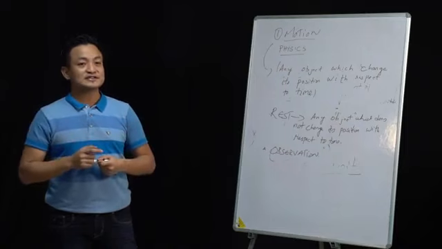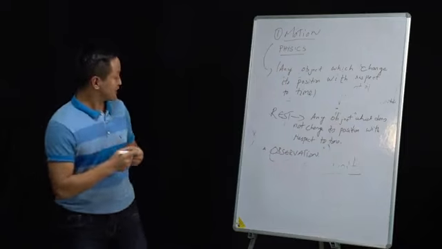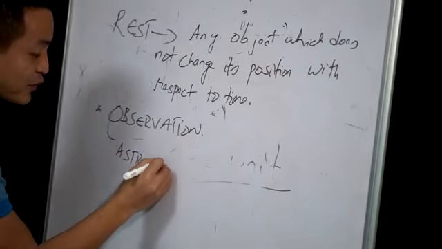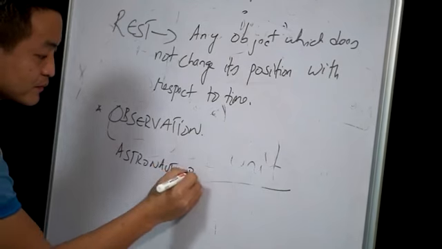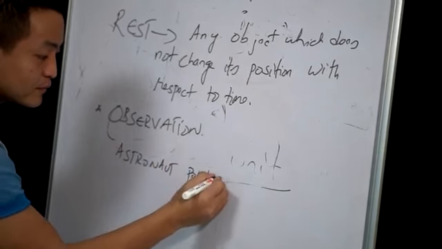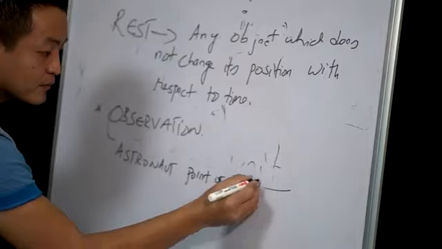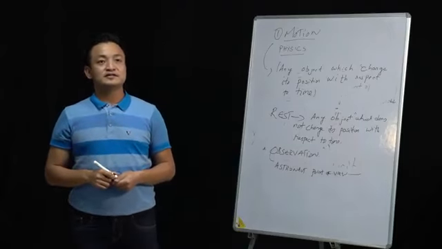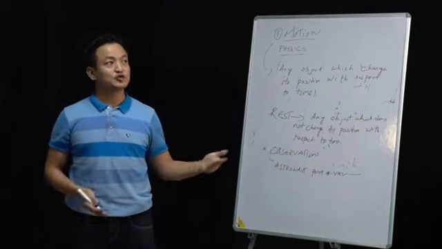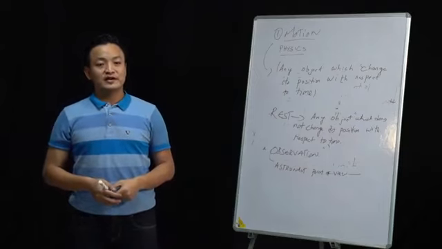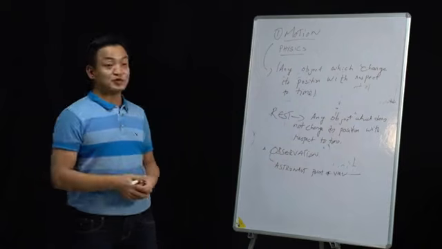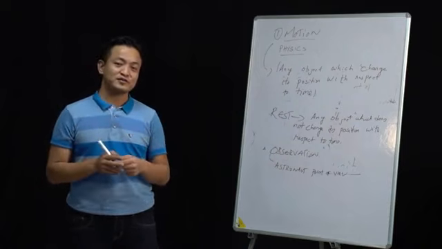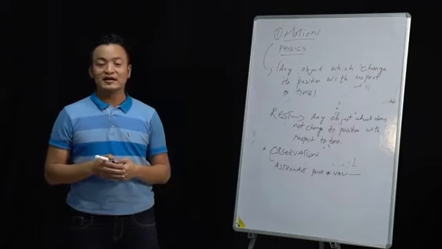Clear? But another observation is, let's take the astronaut's point of view. Now, if I say the tree, the school building, the office building, you'll say that it is at rest because they are not changing their position. Clear? They are not changing their position. The building is at rest.